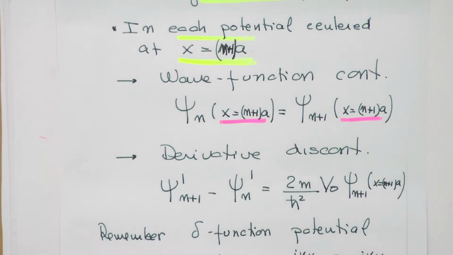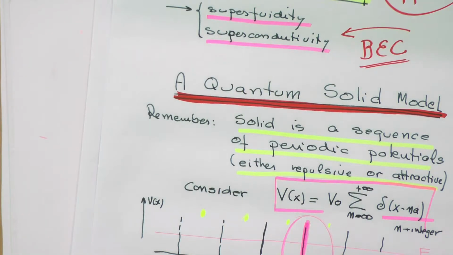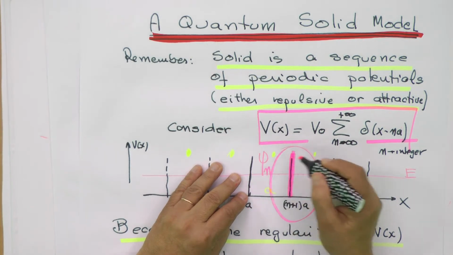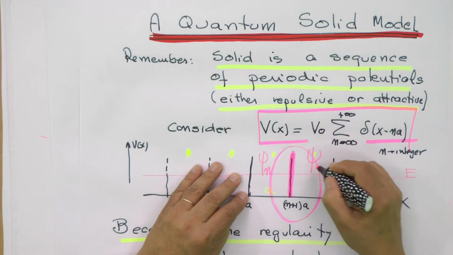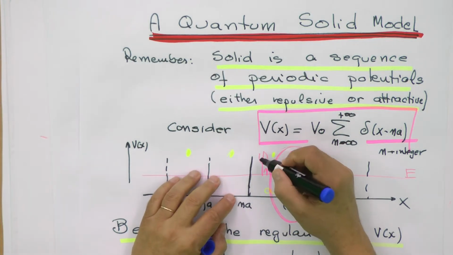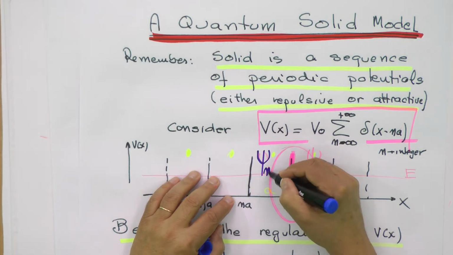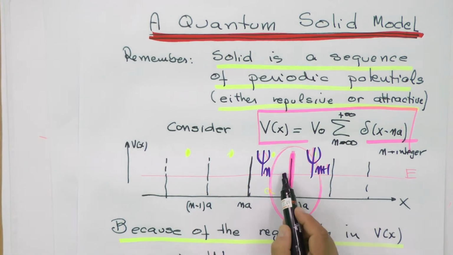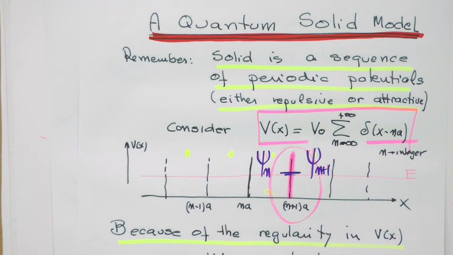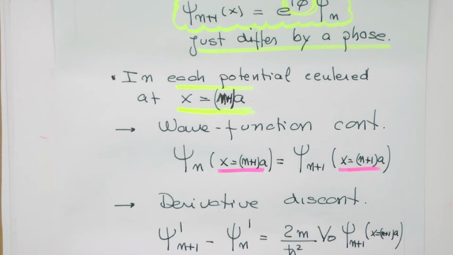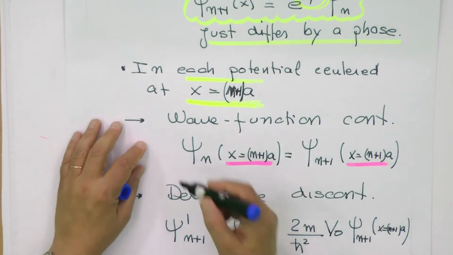So on one side, let me show what I want to. Here I say that the solution is psi n, and here I say that it's psi n plus 1. This will be my notation all the time. Psi n, let me put it in blue here, and psi n plus 1 on this side. And I'm going to do the matching here. So this is what we're going to do. And when we do that, the first condition is that they are equal at this position.